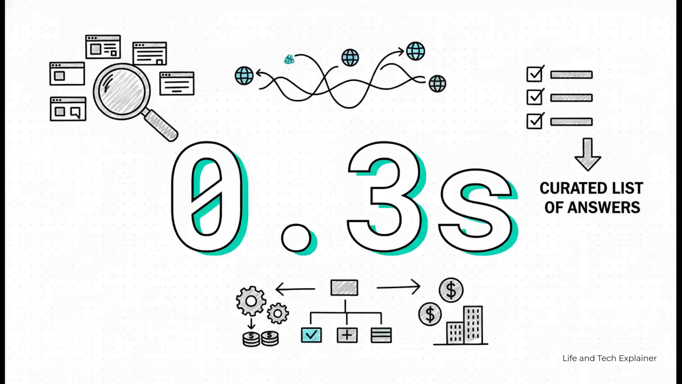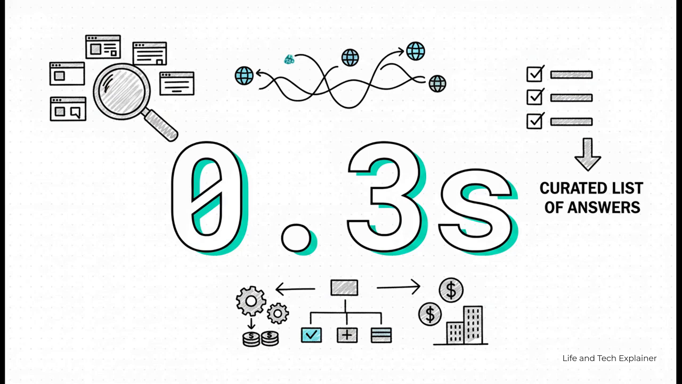And that organization happens in roughly 0.3 seconds. Just a fraction of a second. That's all it takes. You type a query, you hit enter, and in less time than it takes to blink, Google has sifted through those 1.9 billion websites to present you with a beautifully curated list of answers. I mean, this is absolute magic. But it's not actually magic, is it? It's a marvel of computer science.